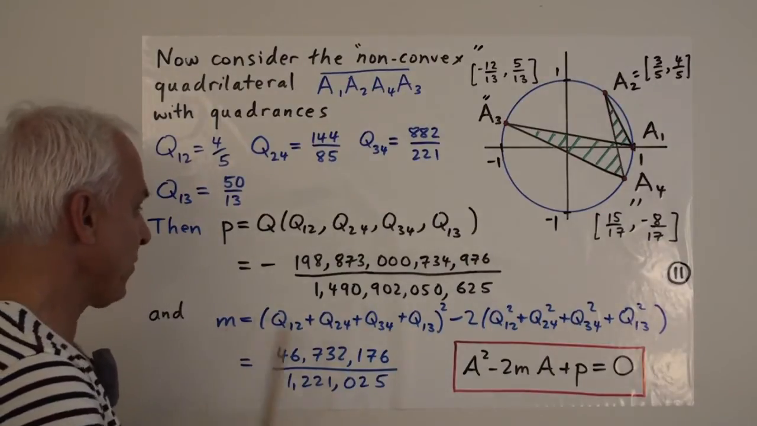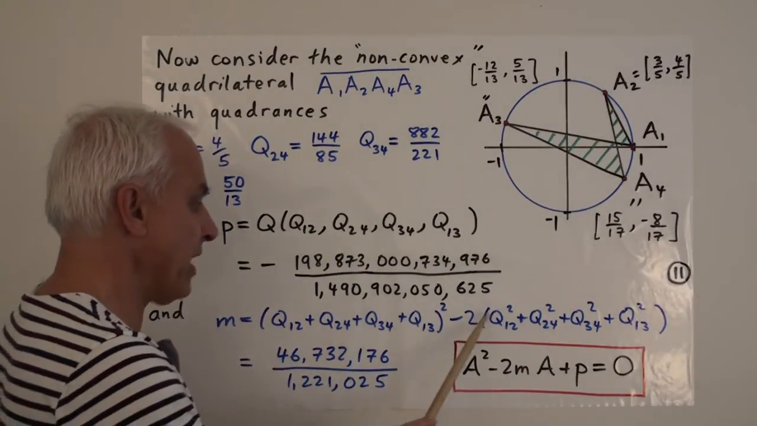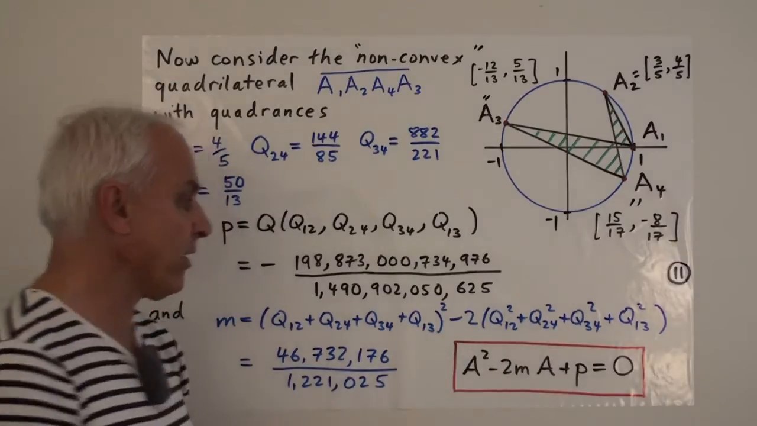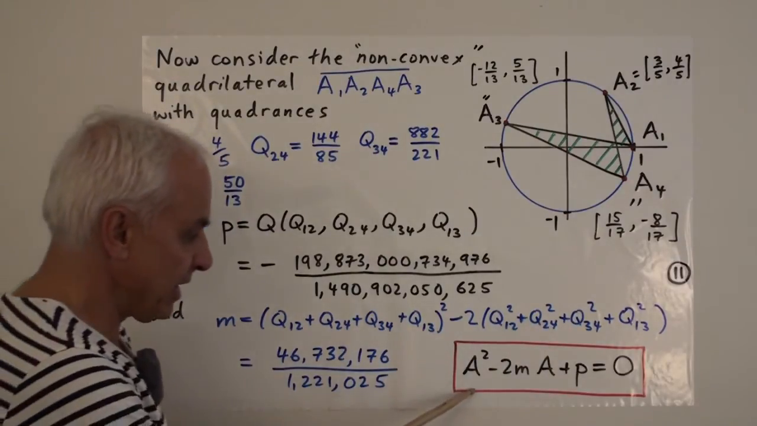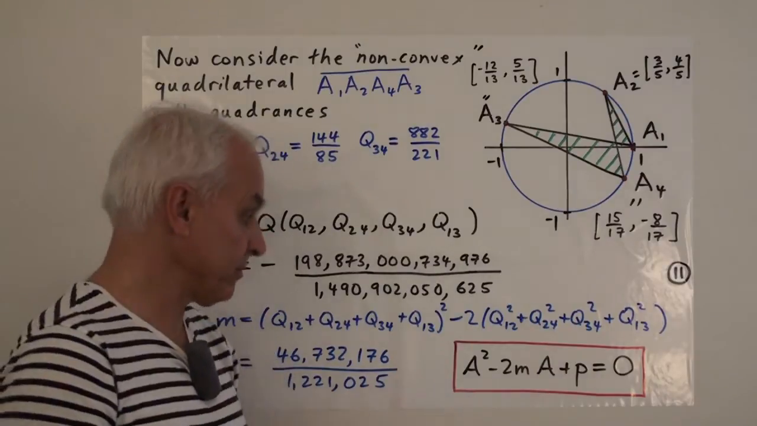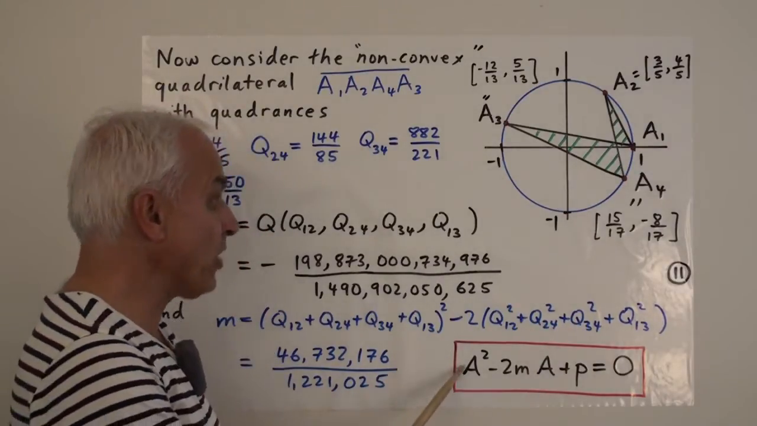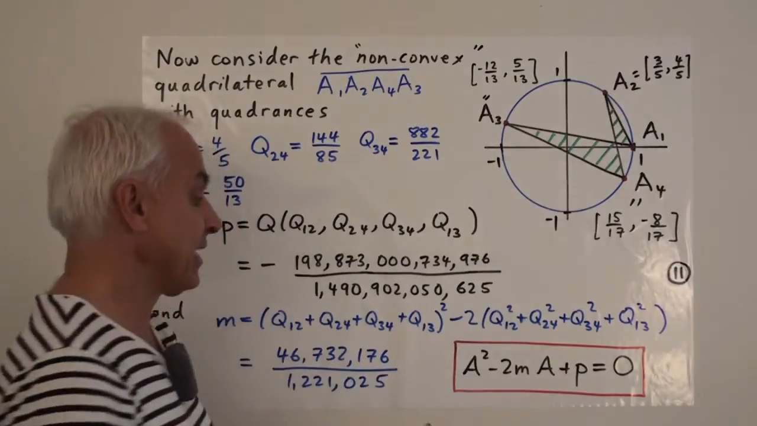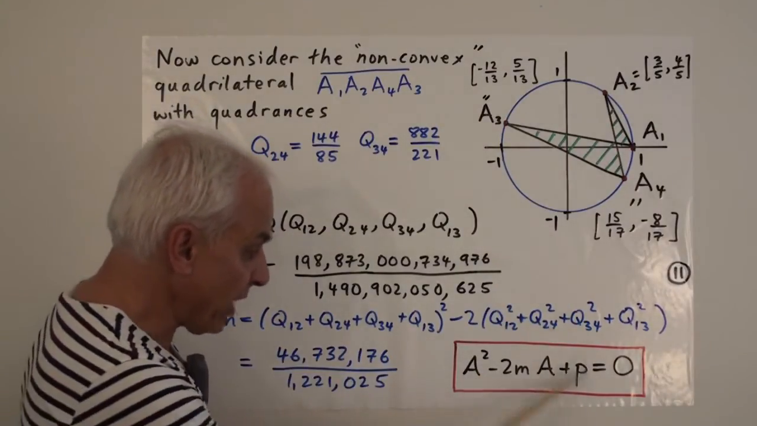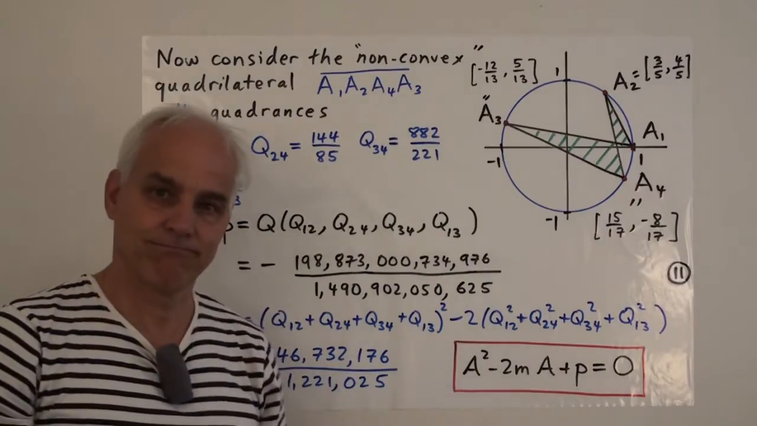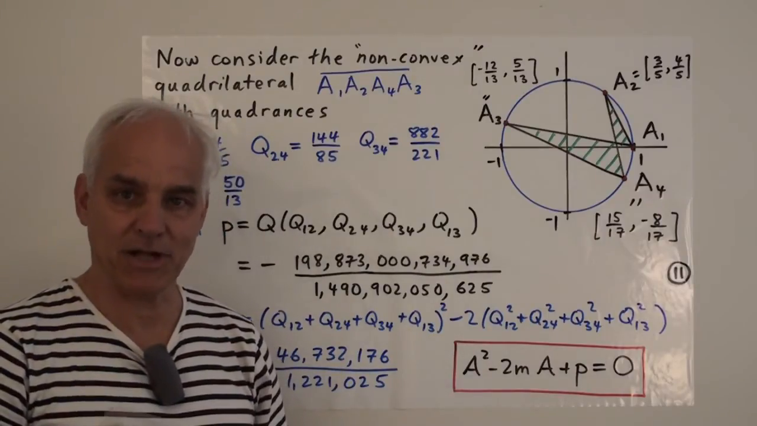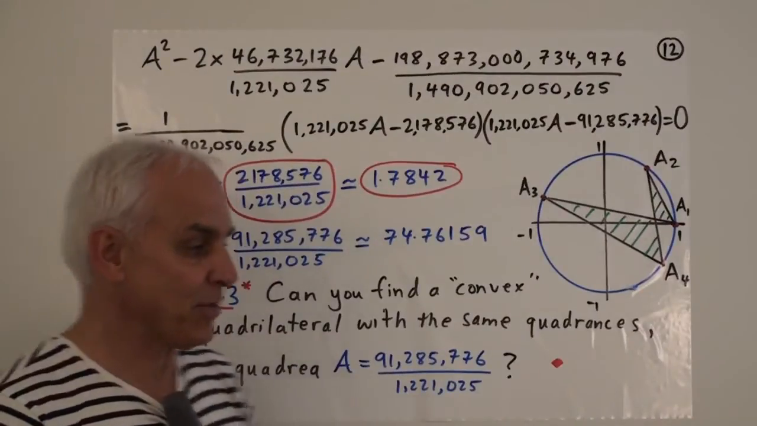The quantity M, which is their sum squared minus twice the sum of their squares, turns out to be this one. And here is the actual statement of the theorem, that the quadria of this cyclic quadrilateral satisfies this quadratic equation, with this being the M and this being the P. Let's have a look at what happens there. Okay, so this is what ends up happening.